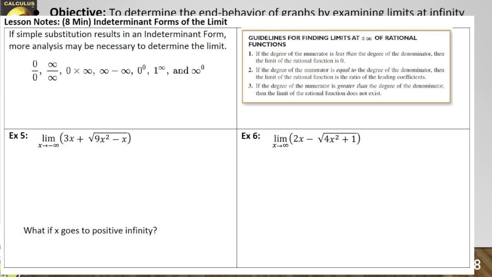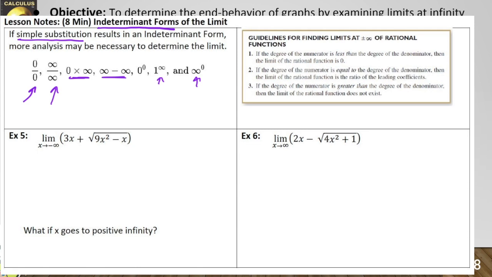All right, so our next couple of examples have to do with the indeterminate form of a limit. Sometimes simple substitution results in an indeterminate form. Indeterminate forms are 0 over 0, infinity over infinity, 0 times infinity. Oh, wait a minute, infinity minus infinity is not always 0, by the way. Also 0 to the 0 power, 1 to the infinity, and infinity to the 0. For all of these forms, strange things could happen, so we want to come up with some algebraic techniques to deal with it.